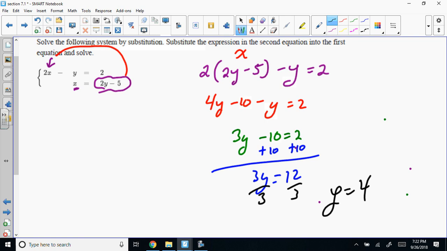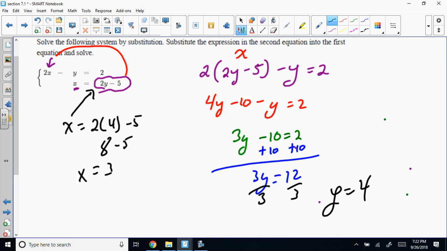Okay, so once we find one coordinate, it's really easy to go back in and find the other one because we're going to plug it right into the bottom equation. Once already solved in terms of x, that's the one we need. So x equals 2 times 4 minus 5, which is 8 minus 5. X equals, ladies and gentlemen, 3.